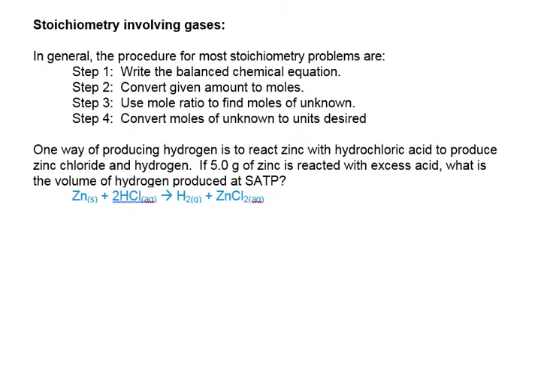In order to do step 2, convert our given amount to moles, it's a good idea to figure out, well, what do we know moles of? Or what do we know enough about to find moles? So our given information, we've got 5 grams of zinc. And our unknown is that we're looking for the volume of hydrogen. That's useful, but we also have another piece of information that we should identify, and that's this SATP. So that's going to be important when it comes to calculating volume of hydrogen. So let's put it with our hydrogen.